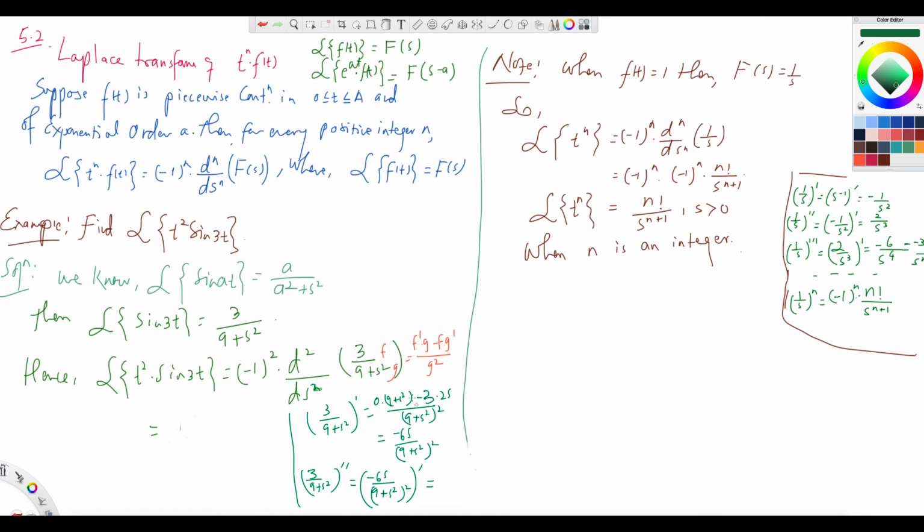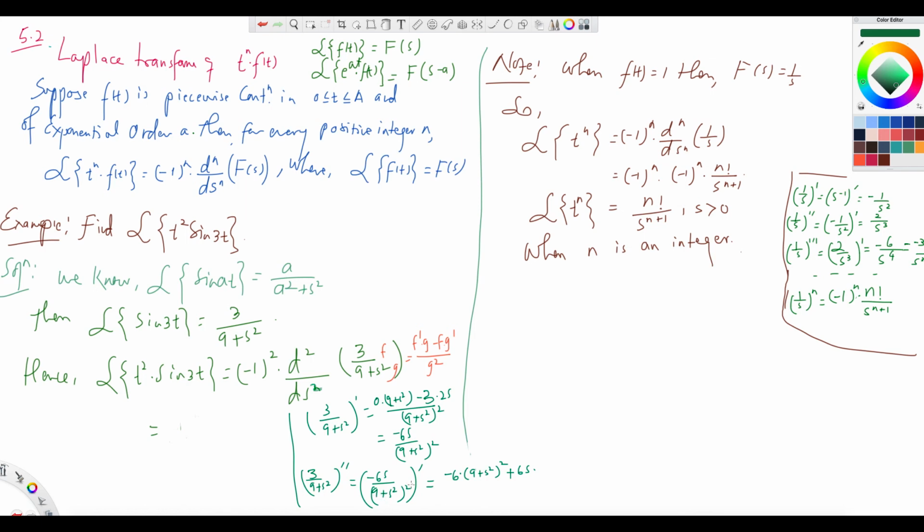So f prime times g minus f times g prime over g squared. You see that? So how do I find that? This is like f, this is like g, right? So f prime is negative 6, times g, which is 9 plus s squared, to the square, minus f times g prime. So minus negative 6x will be positive, right? 6x times the derivative of that. You need to use the chain rule, right?